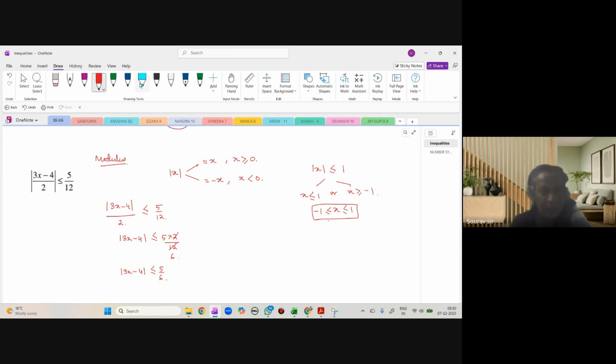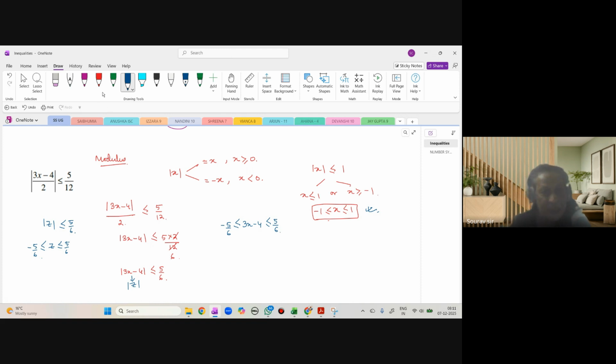So now here you can take this as something. Let's say I take this as z. So I have modulus of z here, and the inequality is modulus of z is less than equal to 5 by 6. Going by this logic, I will have z less than equal to 5 by 6 and greater than equal to minus 5 by 6. Clear? So which means I have 3x minus 4 greater than equal to minus 5 by 6 and less than equal to 5 by 6.